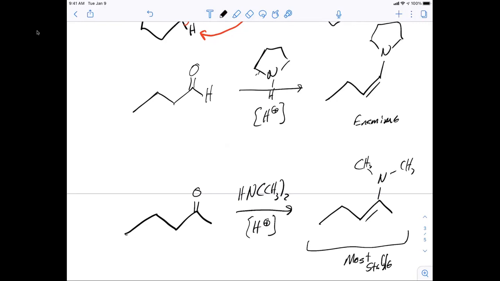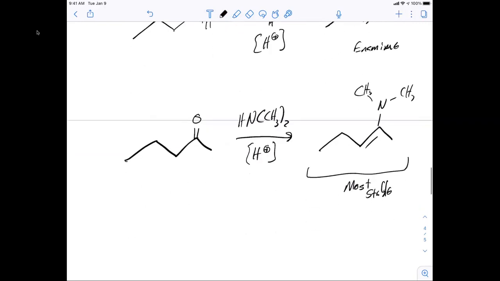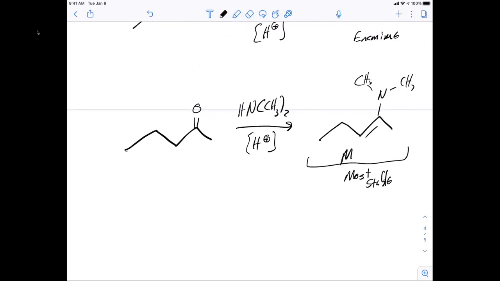I'm going to favor the most stable. Why would this be the most stable? Right? If that's the major, what's the minor? Well, this is the minor. Why is the top one favored? It's the most stable. Why is it the most stable?